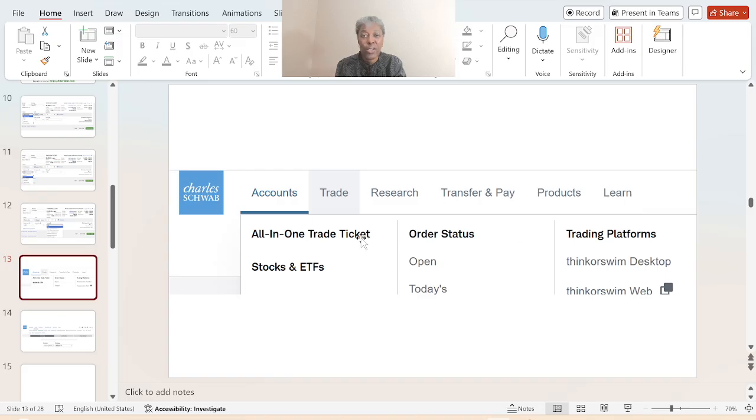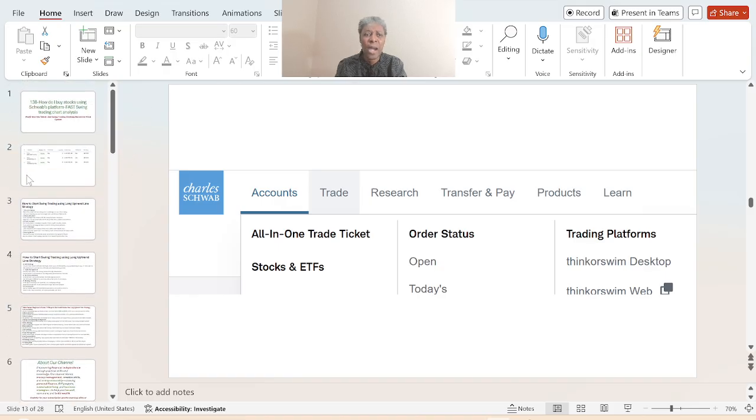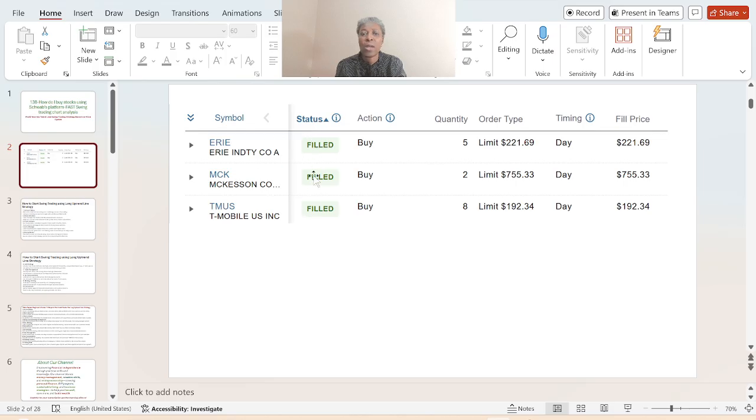Later, when you want to check your order status, again under trade, you click on order status, and you'll be able to see what filled and what didn't purchase for you. If the market was still open, there should be a drop down menu for you to click on, to choose to update that order, and then you change the price for it.